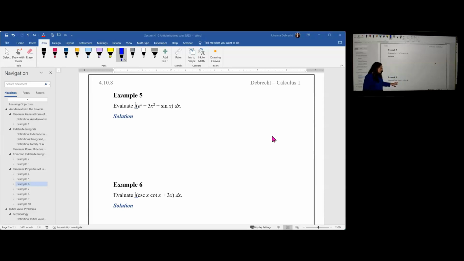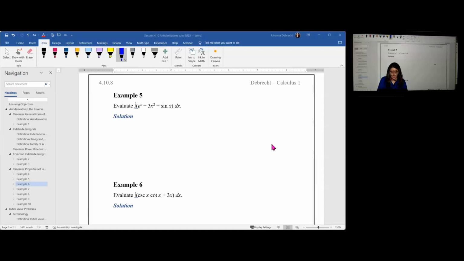In example 6, we have cosecant cotangent. What function can you think of that when you take the derivative, you get cosecant cotangent? Because it's a cofunction, you know that you may have a negative involved. And then we have a polynomial 3x to which we can apply the power rule.